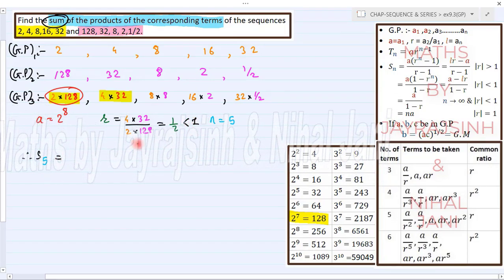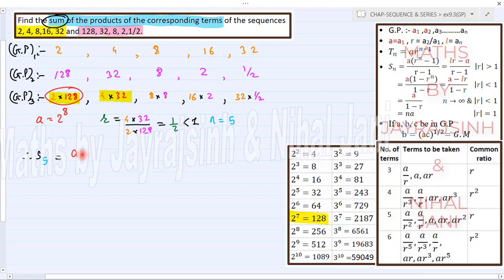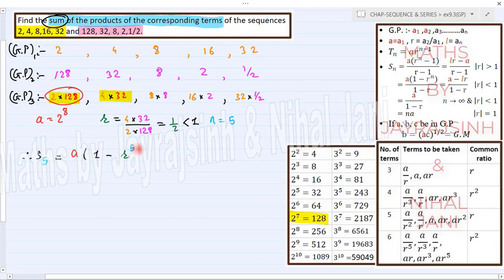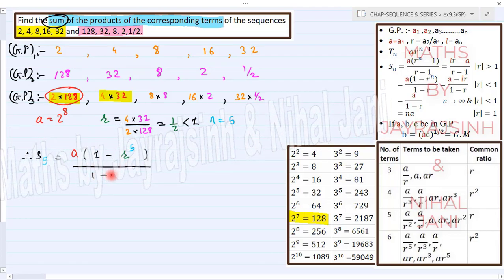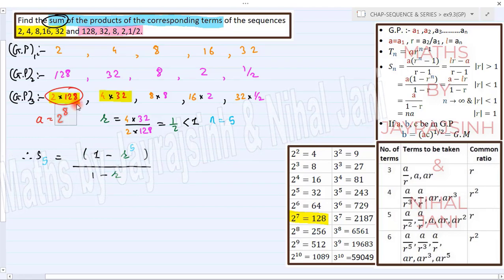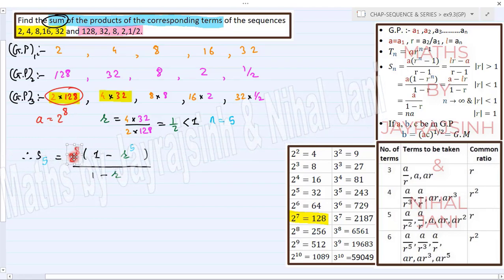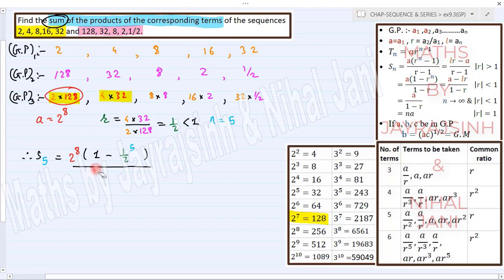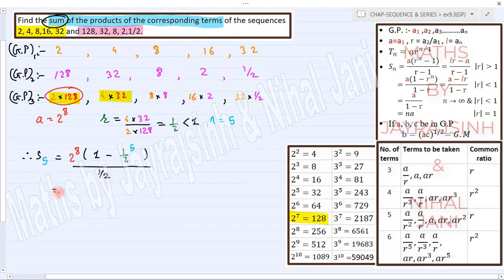Your r is less than 1, so the summation will be a into 1 minus r raised to 5 upon 1 minus r, where your a is 2 raised to 8 and r is 1 by 2. So in the denominator we will get 1 minus 1 by 2, which is 1 by 2. So this 2 will move to the numerator.